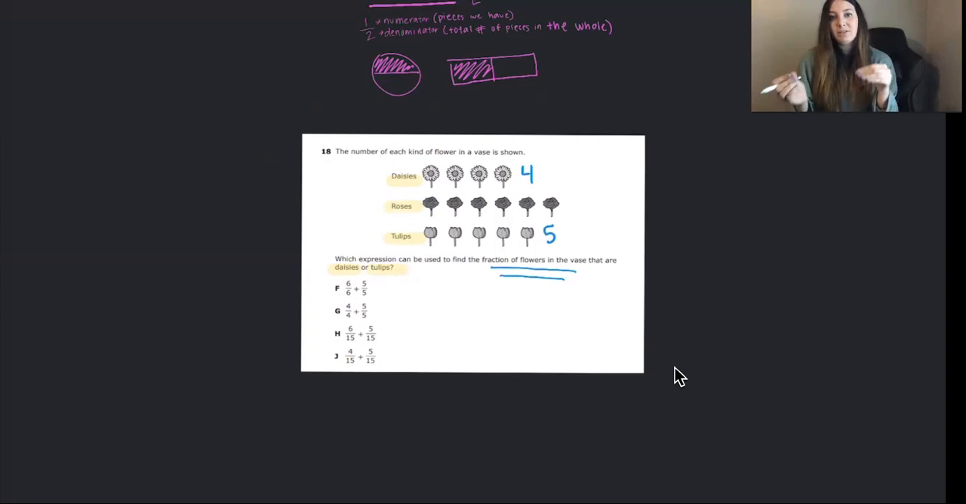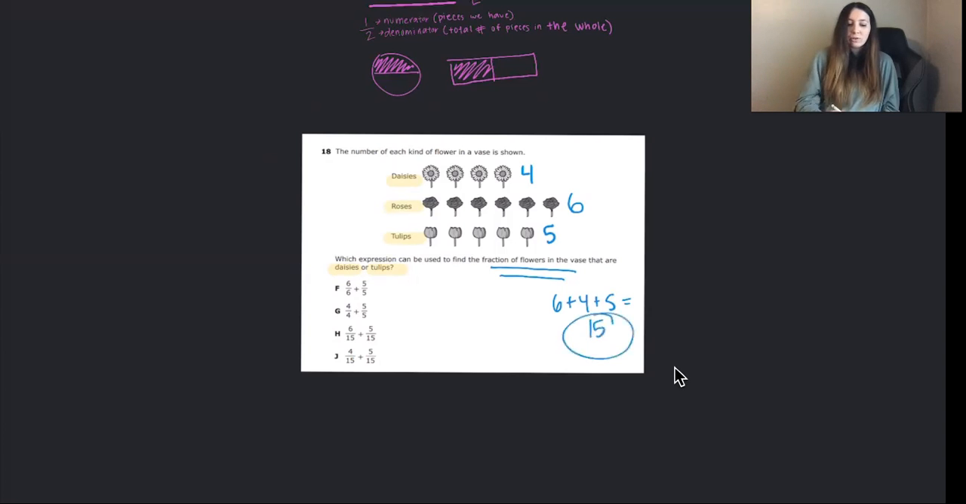Remember, our denominator tells us the total number of pieces in the whole. So if I have 4 daisies, 5 tulips, I have 1, 2, 3, 4, 5, 6 roses. I know altogether if I add 6 plus 4 plus 5, that will tell me how many flowers are in the vase. And I know 6 plus 4 is 10 plus 5, that would be 15. So I know we have a total number of 15 flowers in the vase.